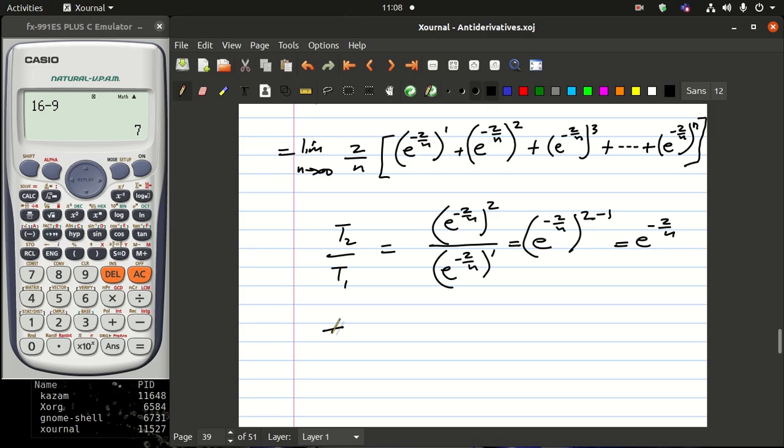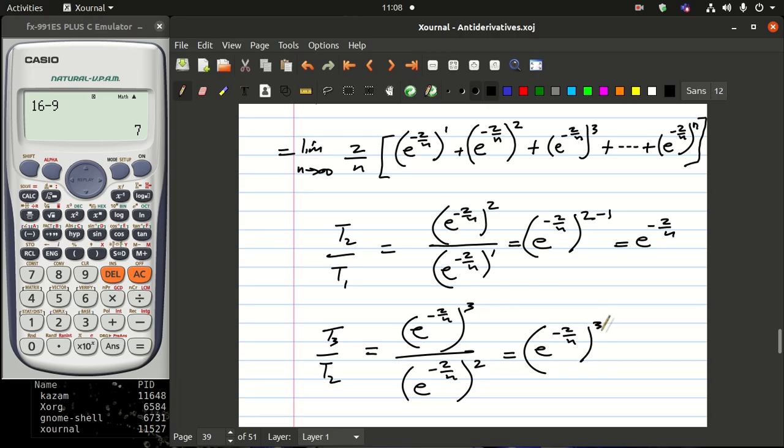The second thing, if I'm taking t3 and I'm dividing by t2, you will find out that I have e raised to minus 2 over n, and I raise this to a 3, and then I divide this by e raised to minus 2 over n raised to a 2. This is just the same as e raised to minus 2 over n. And then I will take this 3, because when dividing powers of the same base, this is the base, this is the base, you subtract exponents. So I'm going to subtract a 2 there. Then I will end up having something nice, which is e, because this is going to be a 1 raised to minus 2 over n. And this one is the same as that.